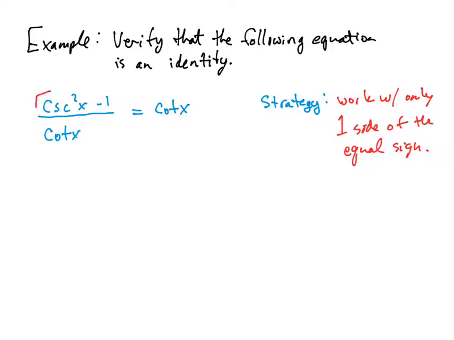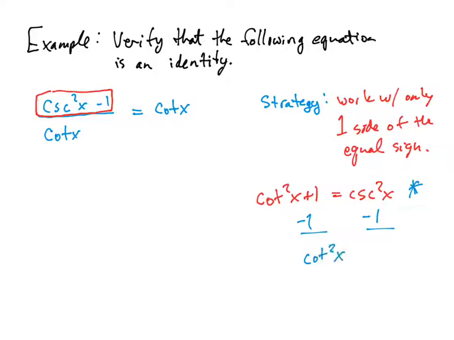And what we can see is that cosecant squared x minus 1 is a version of one of the Pythagorean identities. So cotangent squared x plus 1 equals cosecant squared x. If we subtract 1 from both sides here, and we can do this because we know that this is already a proven identity, so the left side is equal to the right side, we get cotangent squared x equals cosecant squared x minus 1, and that's what we have in the numerator in our original problem. So what we can do is substitute cotangent squared x for the numerator.